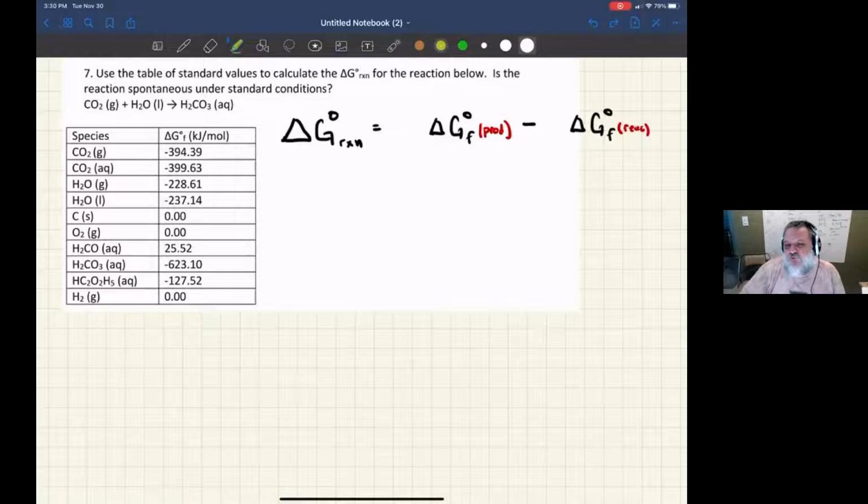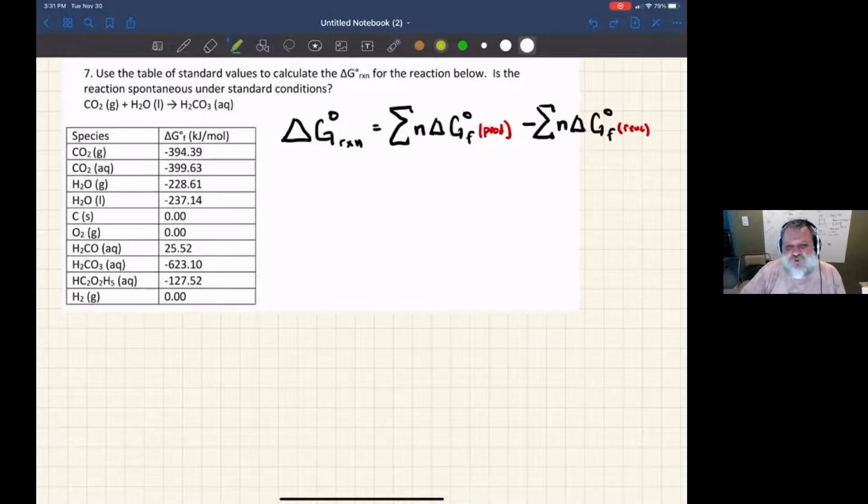Now, there's a little bit more to it than that. And so I remember, okay, it's going to be products minus reactants. I'm going to multiply them by their stoichiometric coefficients. That's the N. And I'm going to add up both sides. And so that's how I memorize this equation. And so you're going to need to memorize this one, and the same one for delta H and for S as well.